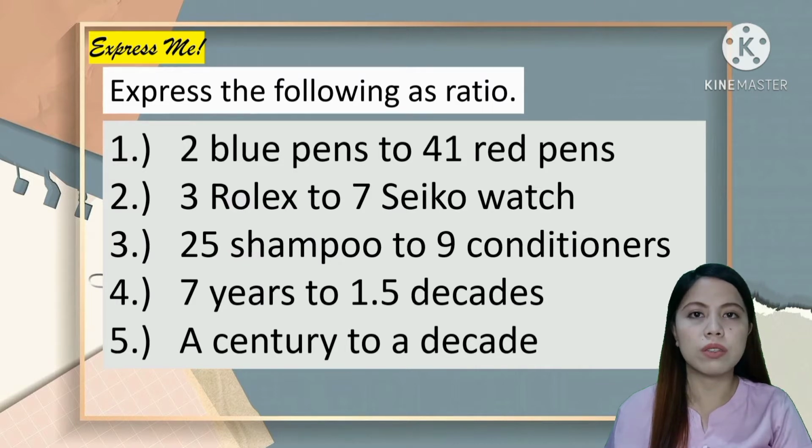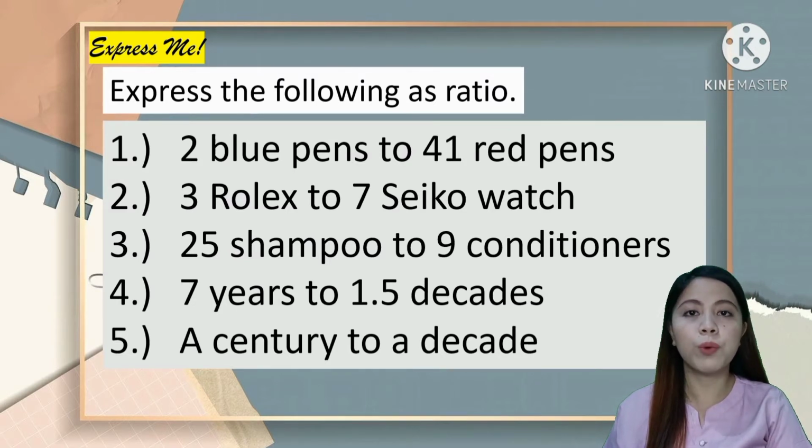Here are the questions. Number 1, 2 blue pens to 41 red pens. Number 2, 3 Rolex to 7 Seiko watch. Number 3, 25 shampoo to 9 conditioners. Number 4, 7 years to 1.5 decades. And number 5, a century to a decade. I will give you 5 minutes to answer this one. Do you have any question? Okay, none. Let us start the activity.